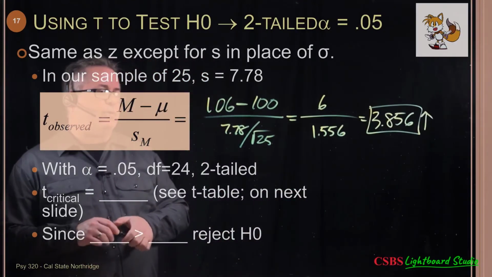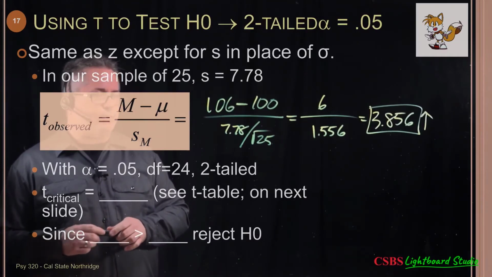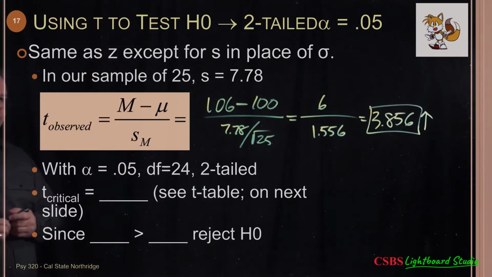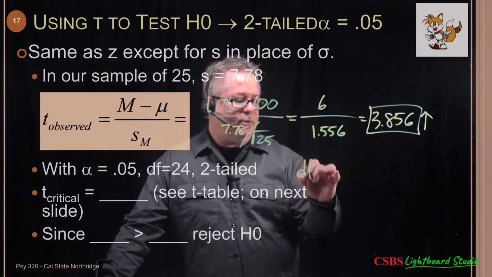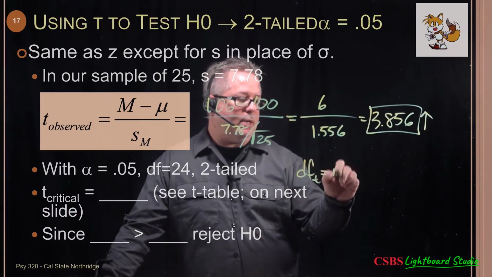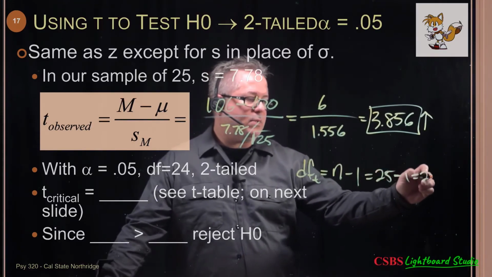So we need to figure out, with alpha equal to 0.05, degrees of freedom 24, because we have 25 people, so 25 minus 1 is 24. Just to recall, the degrees of freedom for our t-test is n minus 1, which is 25 minus 1 equals 24.